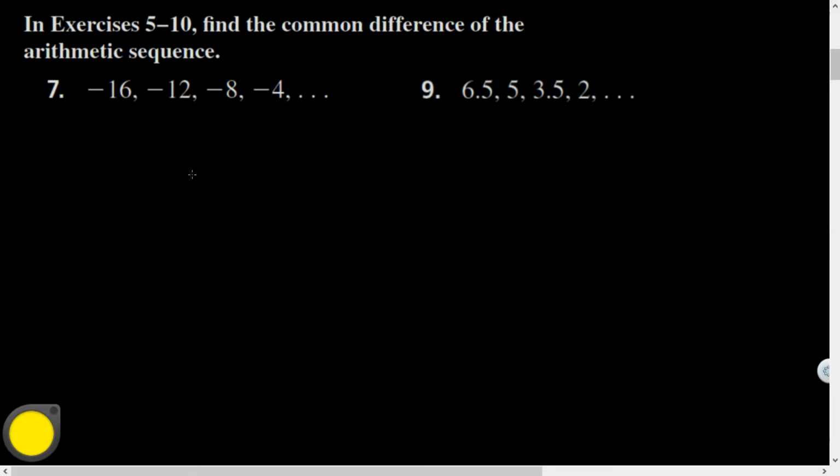If I want to find the common difference, we could try to figure out what I move by. We also can find the common difference by subtracting any two side-by-side terms. All right, so the common difference here is 4.